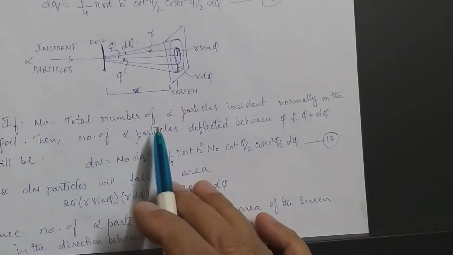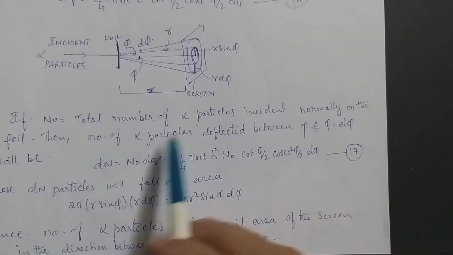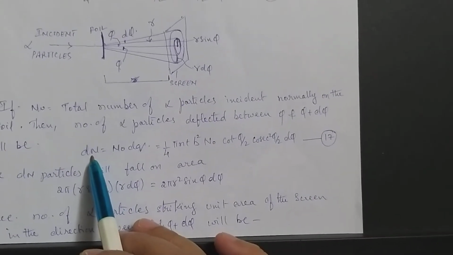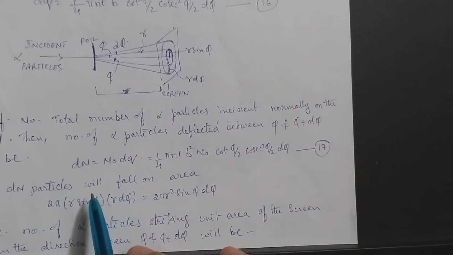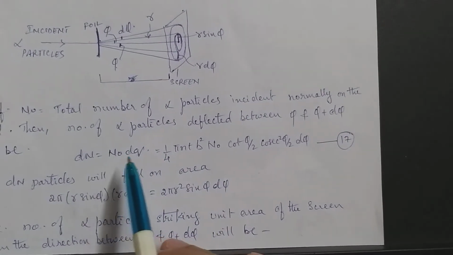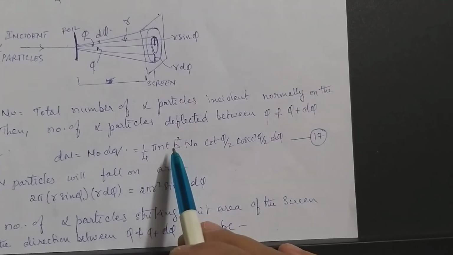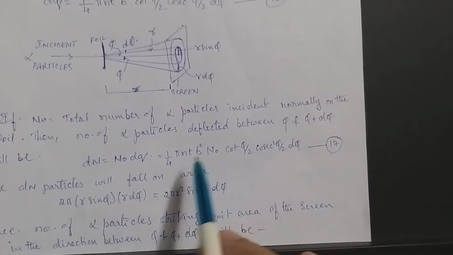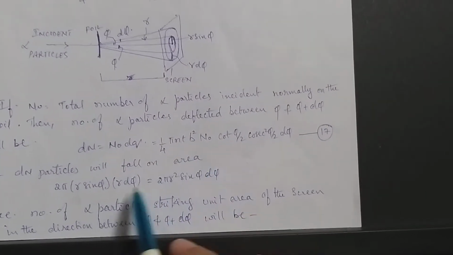If n0 is the total number of alpha particles incident normally on the foil, then the number of alpha particles deflected between phi and phi plus d phi will be represented by dn, and this is equal to n0 into dq. Now the dq value we know, 1 by 4 pi n t b square cot phi by 2 cosecant square phi by 2 d phi, where these dn particles will fall in an area of how much area?